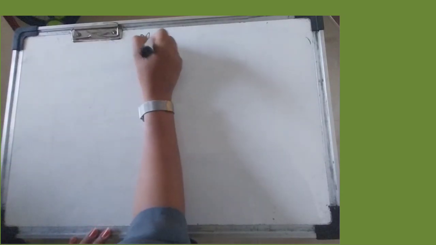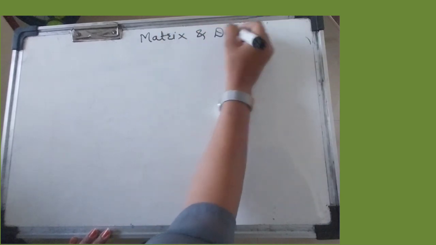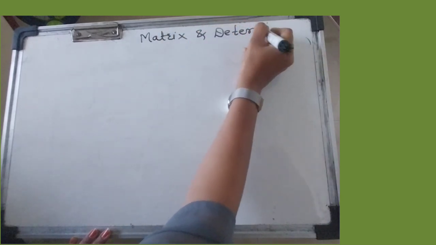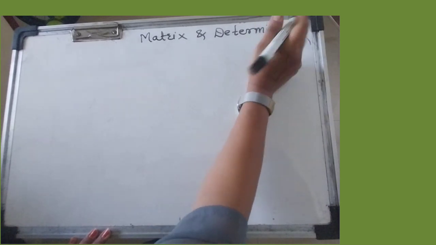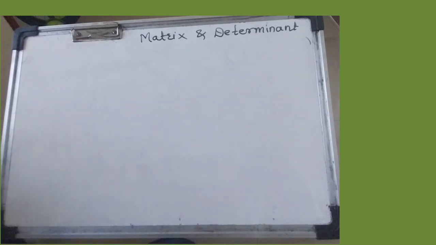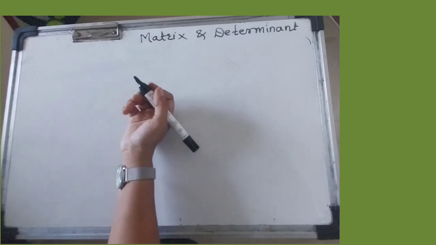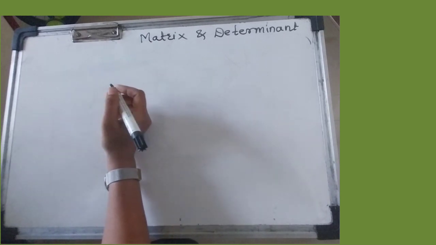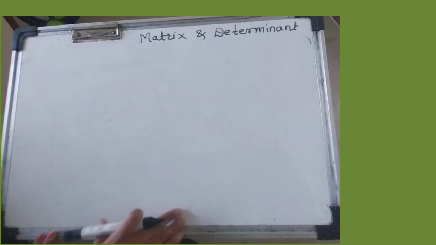Hello everyone. We are in the matrix and determinant chapter. In the last session, we saw addition, subtraction, and scalar multiplication. Now we take one more example for the addition.